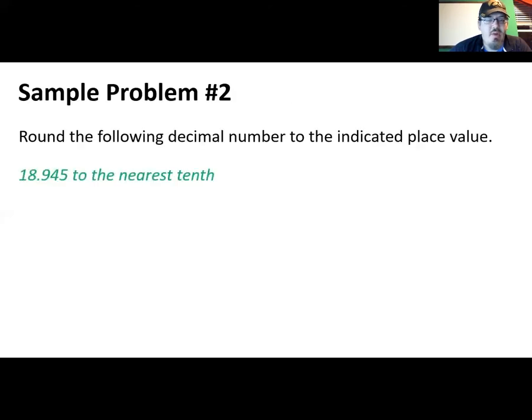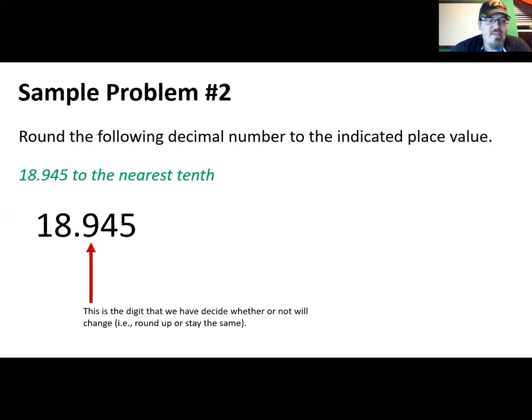All right, with that, let's look at another example. This time we'll look at a decimal number. The process works the same way. We're going to take 18 and 945 thousandths, and we're going to round it to the nearest tenth. So again, what we do is we take our number and we figure out which digit is in the column we want to round to. So we want to round to the tenths column. So this time the 9 is the digit that we want to round.